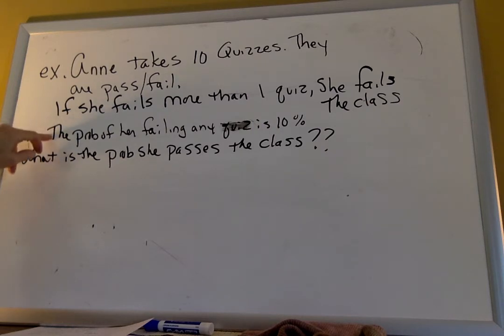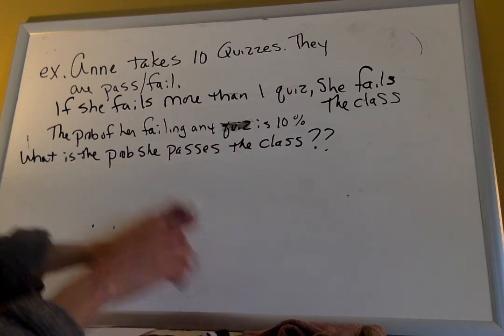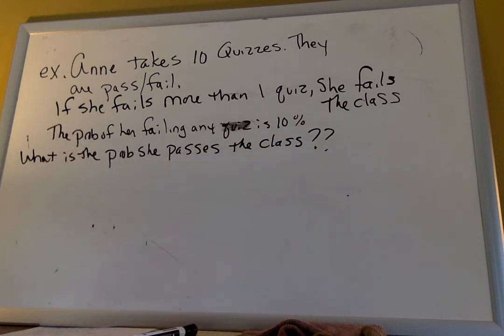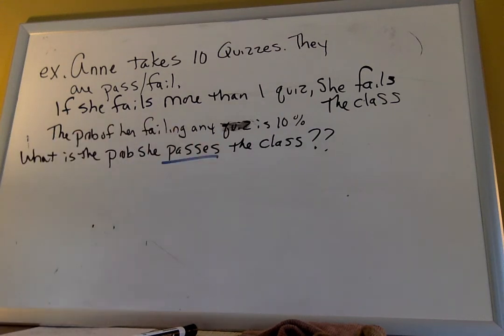The probability of her failing any quiz is 10%, and we can assume it's independent. Whether she fails the first quiz has nothing to do with whether she fails the 9th quiz. What is the probability she passes the class? Notice that most of this info has been about her failing, but we're asking for the probability of her passing. If you still need to copy this, pause me and write it down because I'm going to start talking about it.